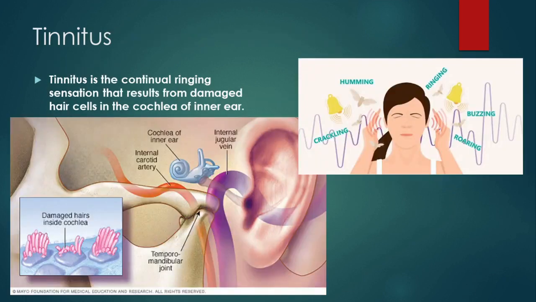The next type of hearing defect is tinnitus. Sometimes people may experience a continual ringing sensation or buzzing sound. It is called tinnitus, and it occurs due to damaged hair cells in the organ of Corti of the inner ear.